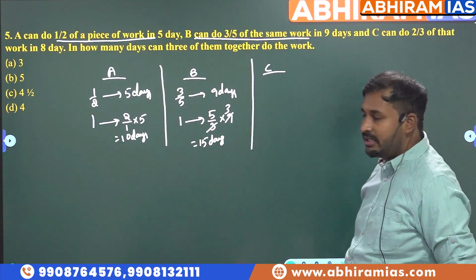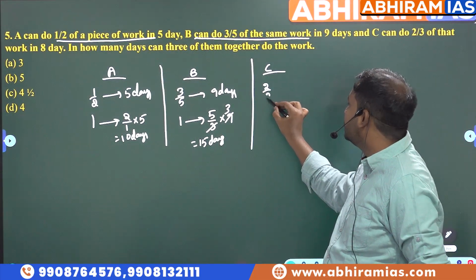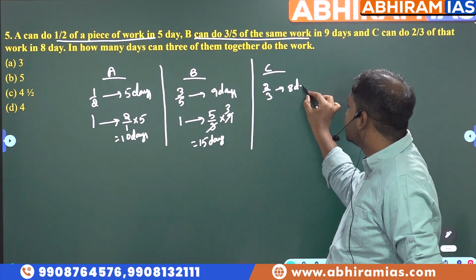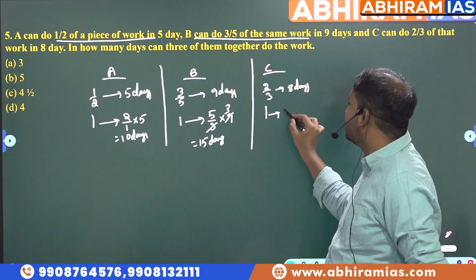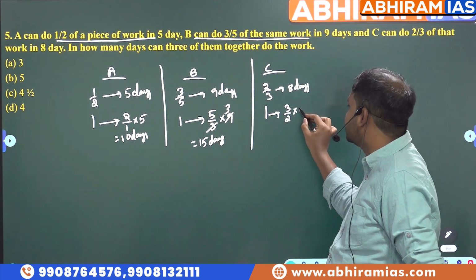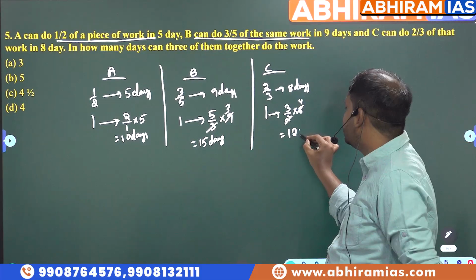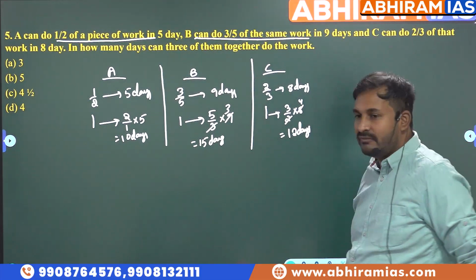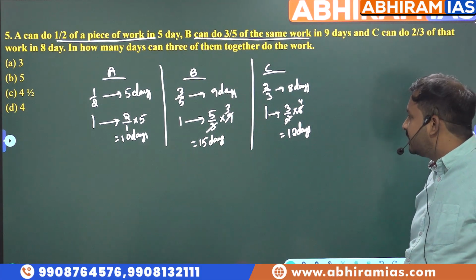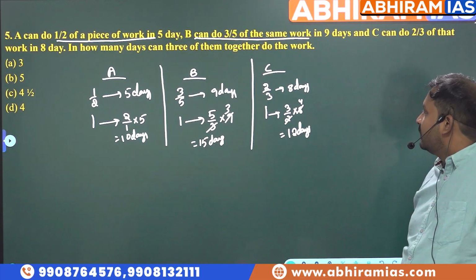And C can do 2/3 of the work in 8 days. Then one complete work can be done in 3 by 2 into 8. So in how many days? 12 days. So A can do the work in 10 days, B can do the work in 15 days, and C can do it in 12 days.